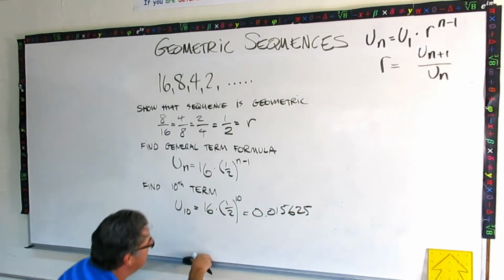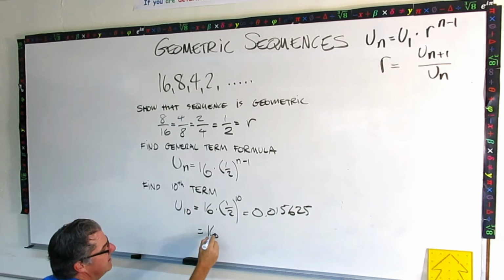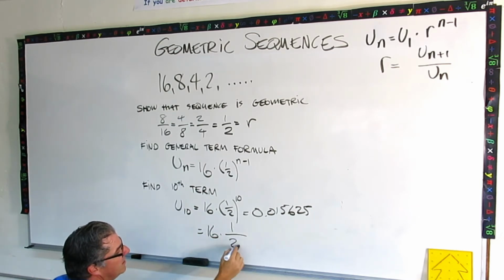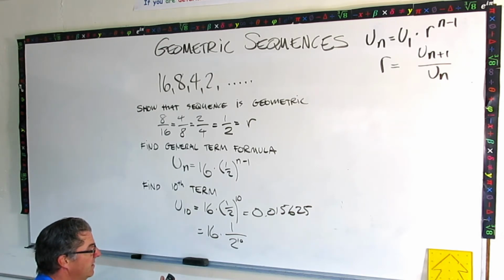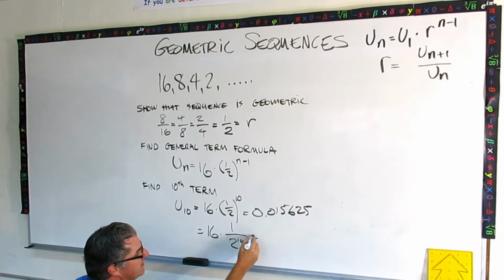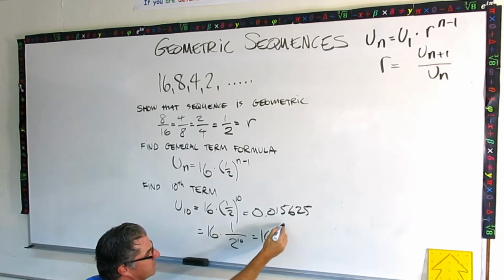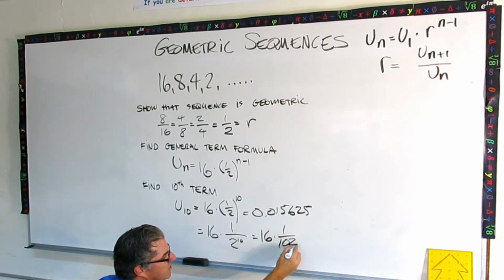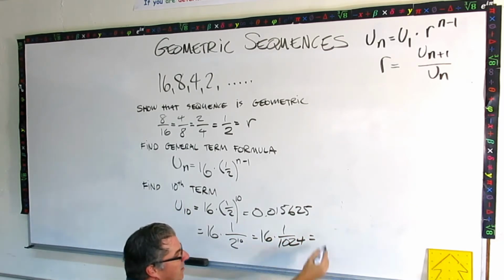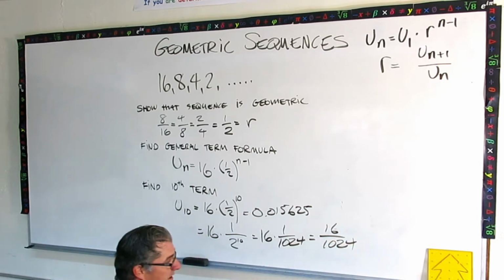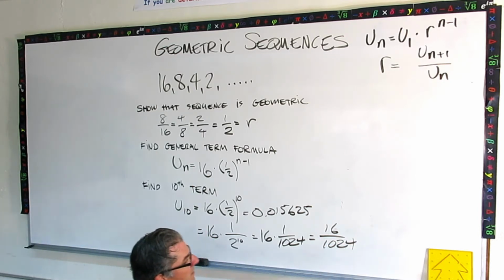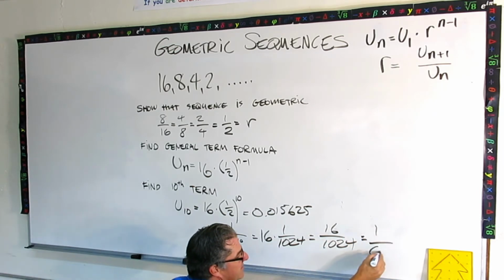Now we could also write this as a fraction. Let's take a look, because this is really also 16 times 1 over 2 to the 10th. And so 2 to the 10th is 1024. So this is 16 times 1 over 1024, or 16 over 1024. And now we can reduce that down. This is 1/64.